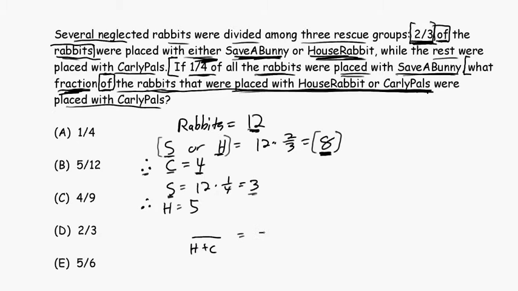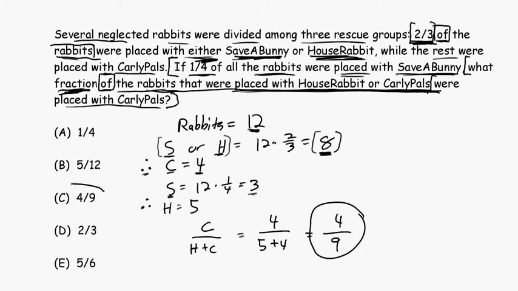And I know what that is, right? I know House Rabbits is 5 and Carly Pals is 4, so our denominator is 9. The other term will be our numerator. So going back up to the question from this were, were placed with Carly Pals. So Carly Pals is going to be my numerator, which is 4. So my answer is 4/9. Answer choice C. So notice we suddenly get to the answer, right? And if you know to quickly pick numbers based on the fact that we have fractions with an unknown whole value, pick a common denominator for the unknown whole value, the question will work itself out a lot more quickly. Definitely an alternative strategy you're going to want to know.